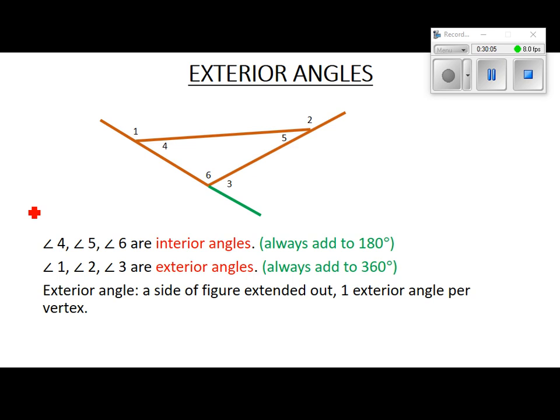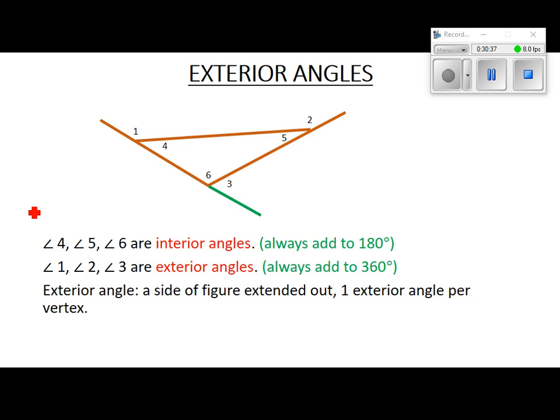Exterior angles. We had a rule about exterior angles. Fill in what you need to fill in on this part, probably on the back of the page. Which angles are interior angles in this picture? 4, 5, and 6. Why are they called interior angles? Because it's inside the triangle. And which ones are exterior angles? 1, 2, and 3.